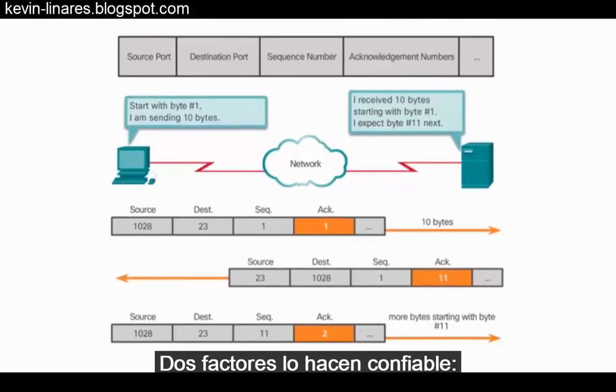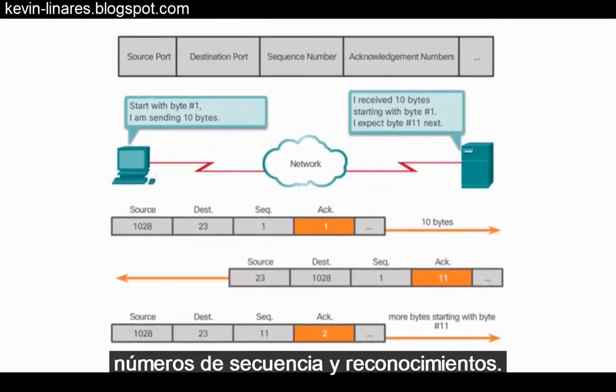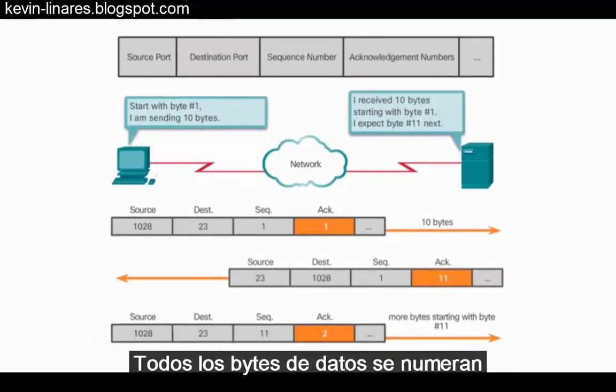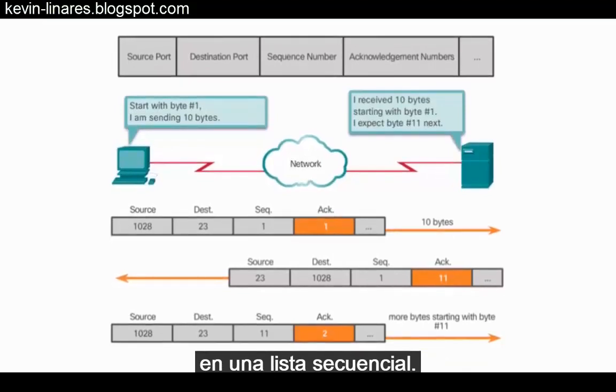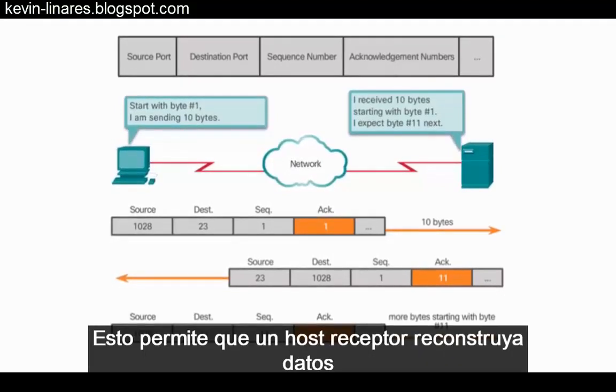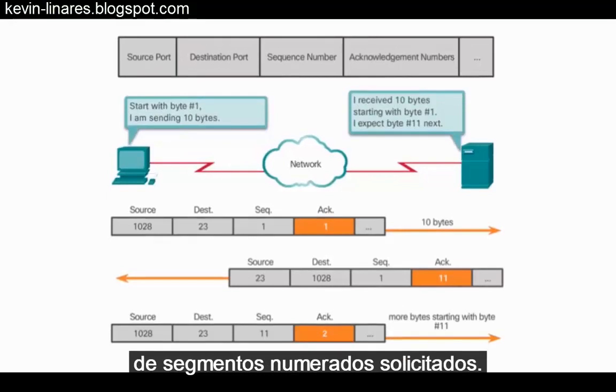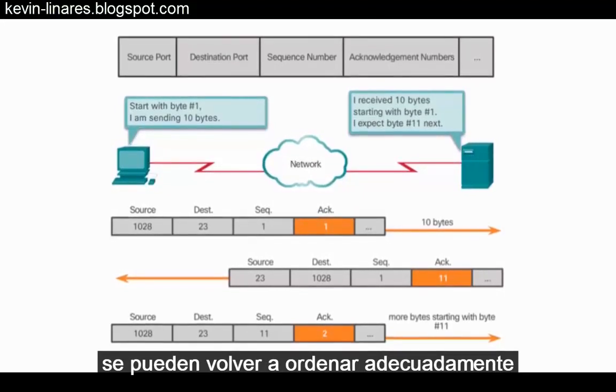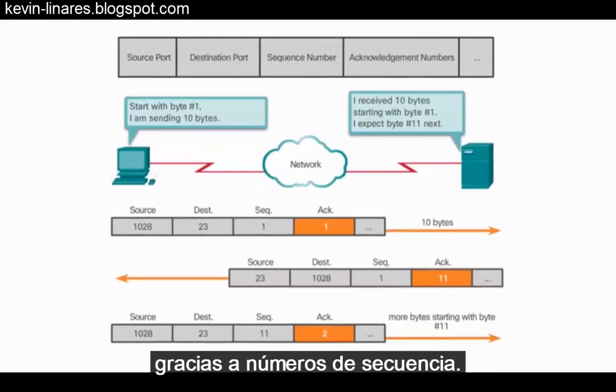Two things that make it reliable are sequence numbers and acknowledgments. Every TCP segment that's sent in a TCP conversation gets a sequence number. So every byte of data is numbered basically in a sequential list. This allows a receiving host to rebuild the data from the ordered numbered segments. If data arrives out of order at the receiving end, the data can be put back together in the proper order thanks to the sequence numbers.